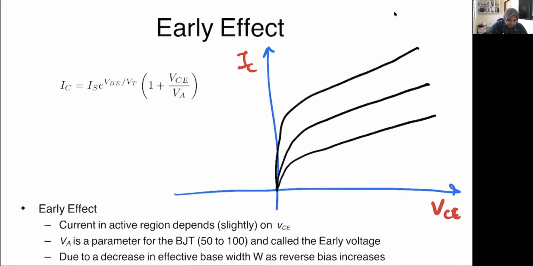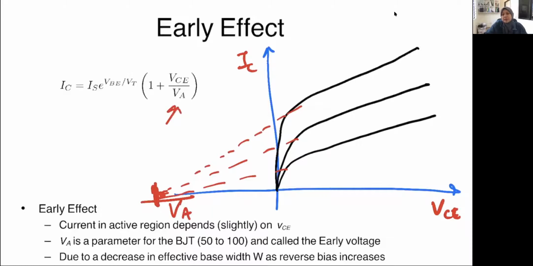So this person, Mr. Early, did an experiment. He saw something like this, and then what he did was extrapolate. When he extrapolated the graph, it comes to one voltage, and we call this the early voltage.